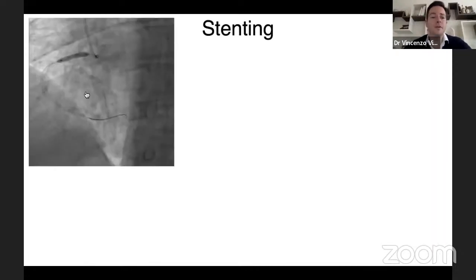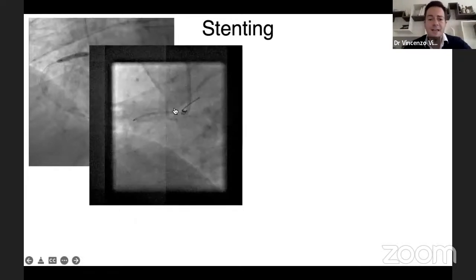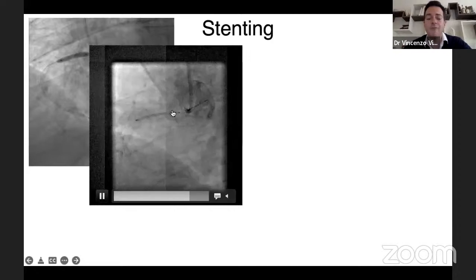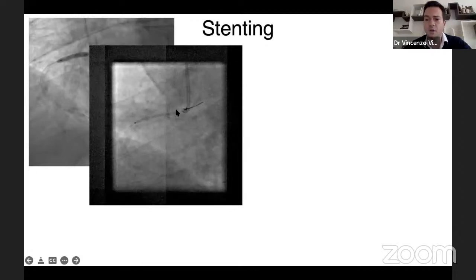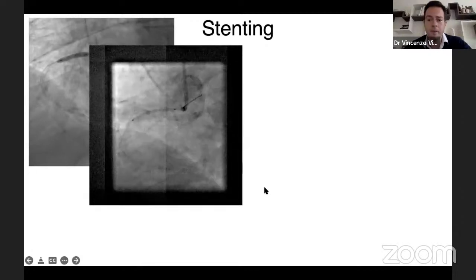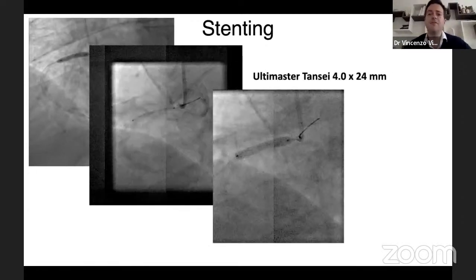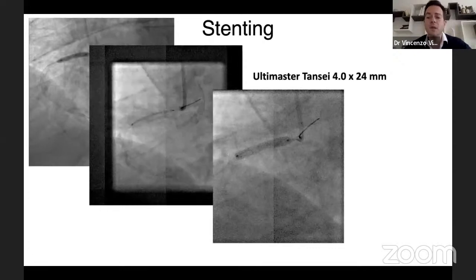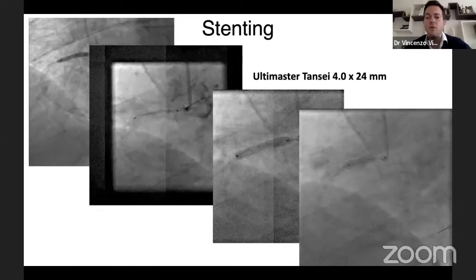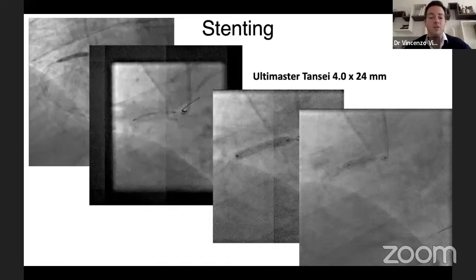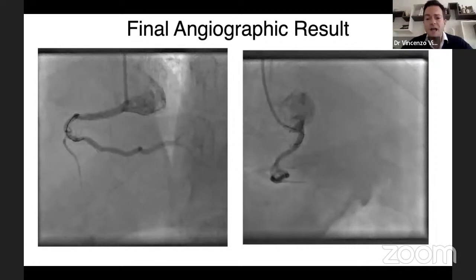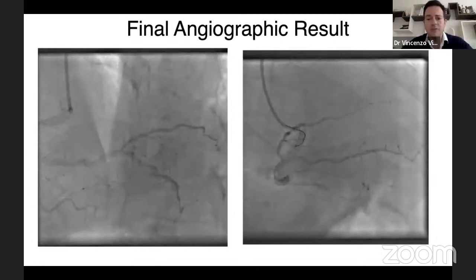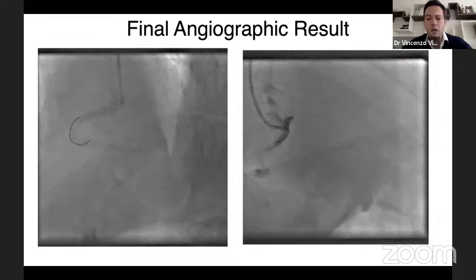So after further pre-dilatation with a 3.5 NC balloon, I put a stent in the proximal ostial vessel using the floating wire technique in order to avoid the geographic miss of the ostium. And I put an Ultimaster Tansei 4.0 by 24 stent, which was then post-dilated with a 4.0 NC at high atmospheres. And this is the angiographic result in contralateral projections, which honestly looks fine to me.